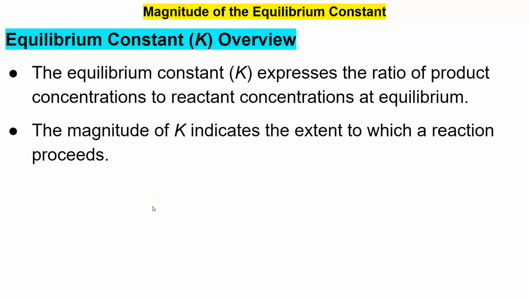In this video, we're going to talk about the equilibrium constant. Specifically, we're going to talk about how to interpret the magnitude of the equilibrium constant. So to recap, the equilibrium constant, or K, expresses the ratio of product concentrations to reactant concentrations at equilibrium. So we look at products over reactants at equilibrium, which is when the rate of the forward reaction equals the rate of the reverse reaction. And the magnitude of K indicates the extent to which a reaction proceeds.